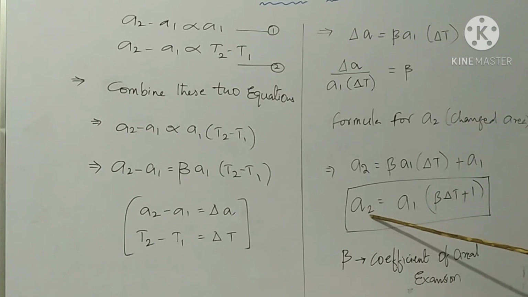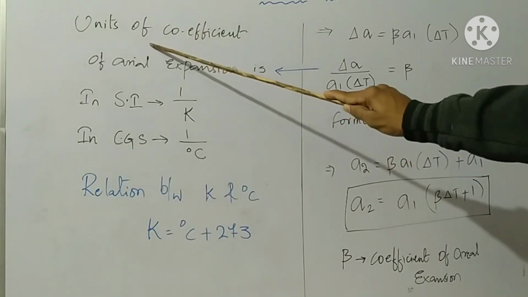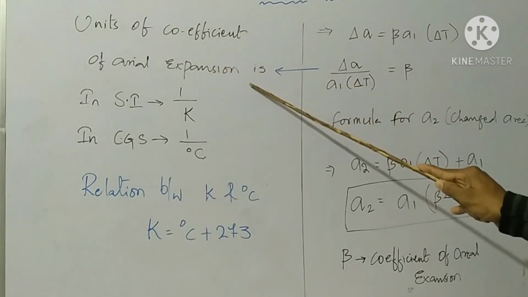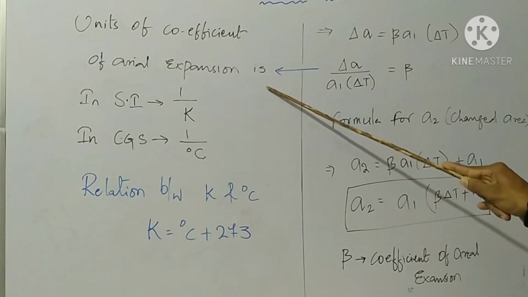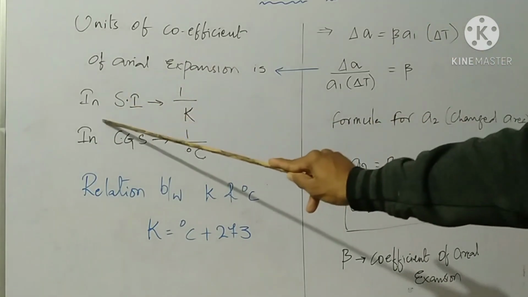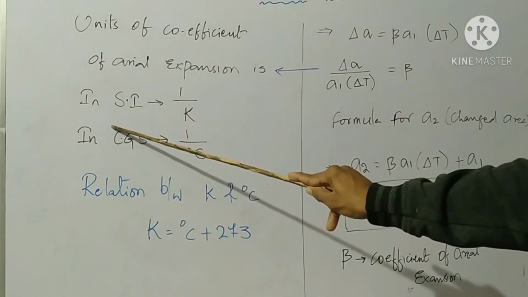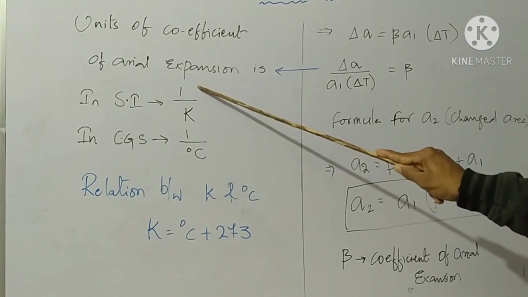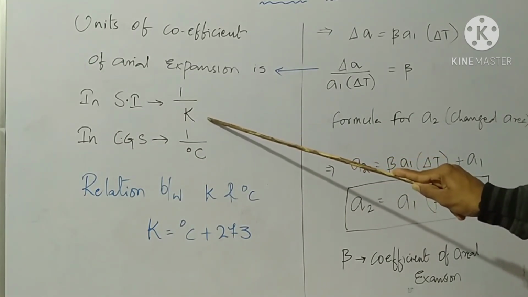A2 means final area. A1 is the starting area of the material. Units of coefficient of areal expansion: here the areal expansion coefficient is beta. So the units of this beta in SI units, SI meaning standard international, are 1 by Kelvin.